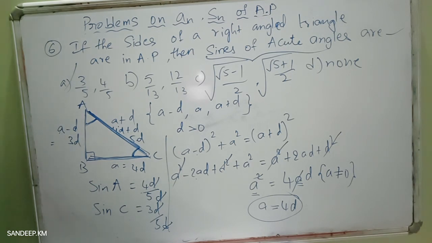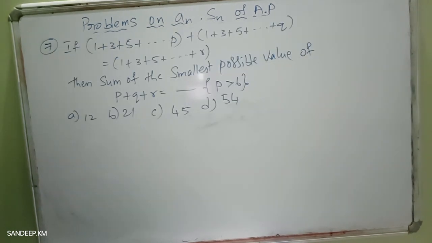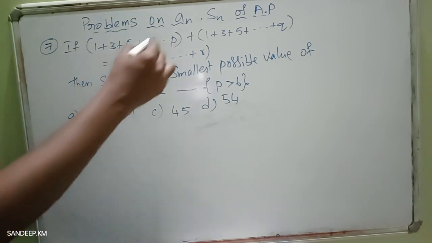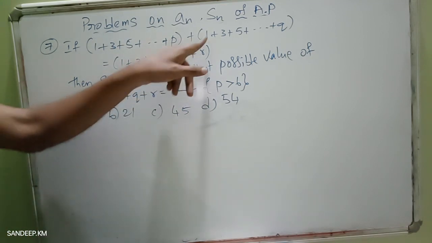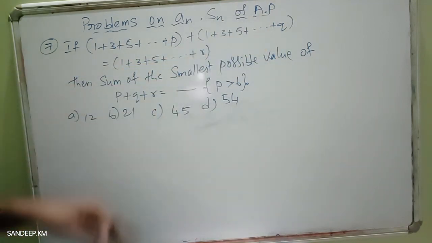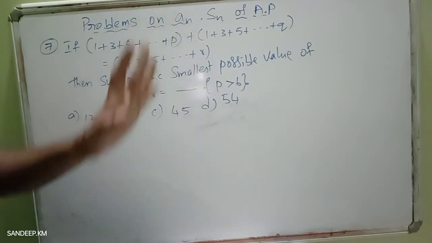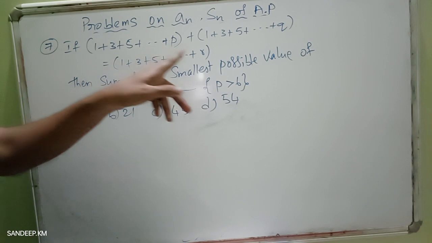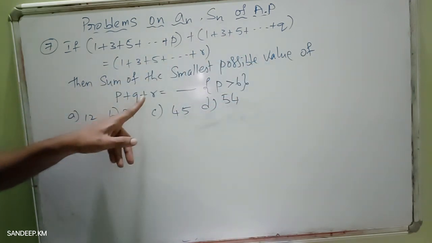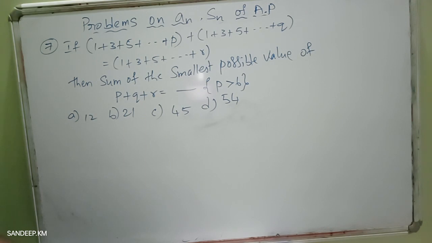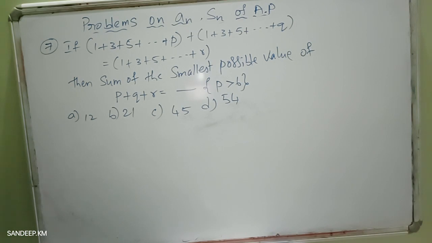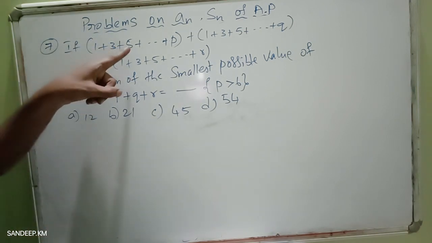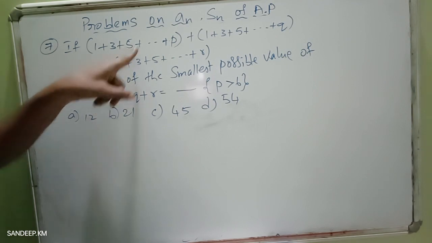And we'll look at the last question in this series and then we'll conclude the topic. Our seventh question: if 1 plus 3 plus 5 up to p, I'm not saying p number of terms, p is the last term, please understand this, plus 1 plus 3 plus 5 up to q is equal to 1 plus 3 plus 5 up to r. Now find the sum of the smallest possible value of p plus q plus r, where p is greater than 6. Okay, now it's time to decide the number of terms in this particular AP if the last term is p.